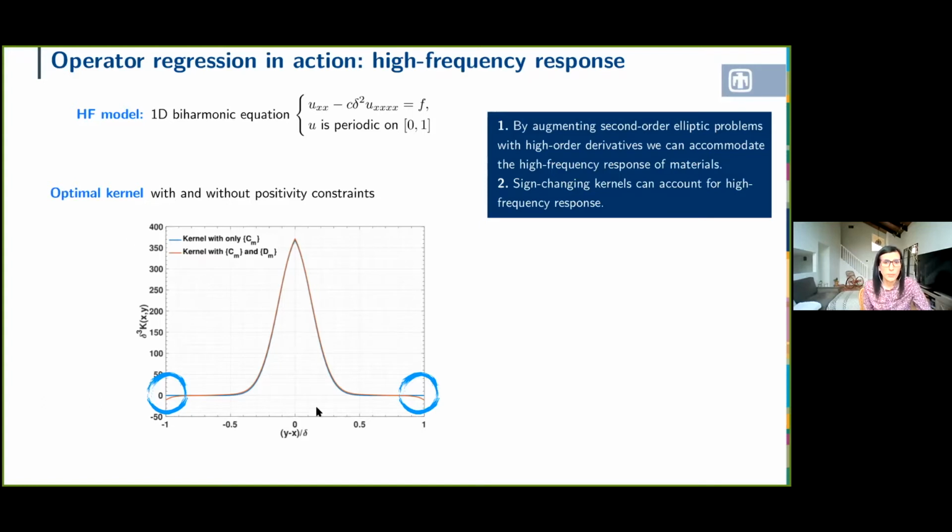So here I'm reporting the optimal kernel. What you're seeing here is the blue kernel, which is only positive. Just out of curiosity, we decided to learn a fully positive kernel. And the orange kernel is the one that is allowed to be negative. As you can see, the differences are very, very tiny, but they're going to make the difference in terms of accuracy of the solution. So what we're doing now is to compare our kernel in action against high fidelity data.